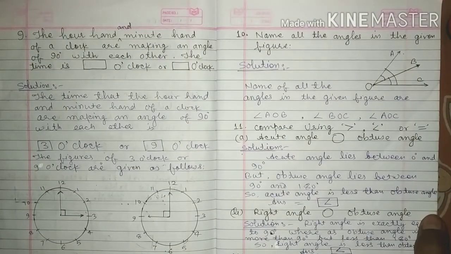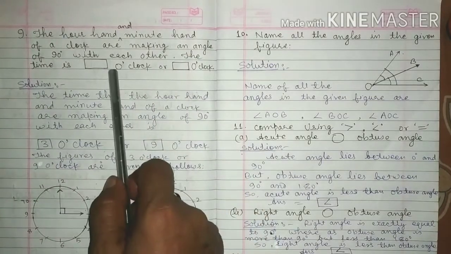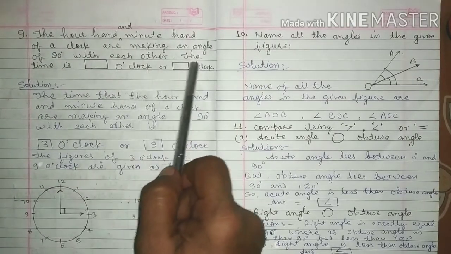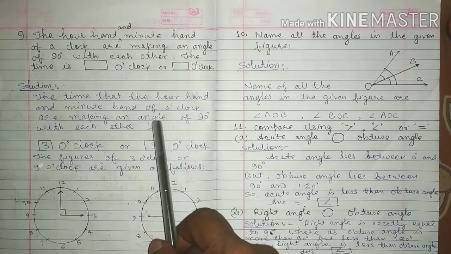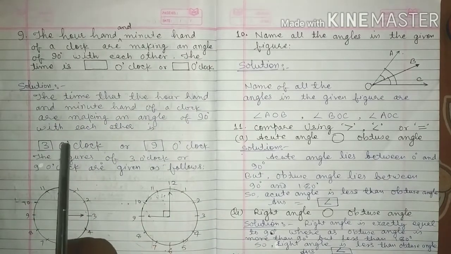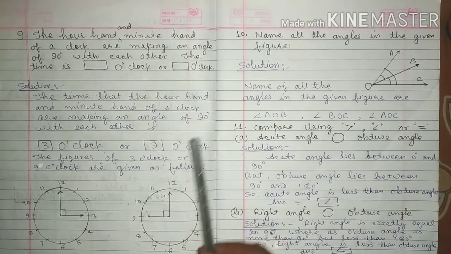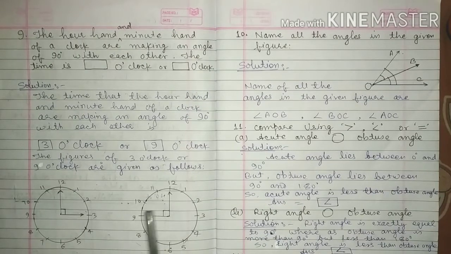Now question number 9. The hour hand and minute hand of a clock are making an angle of 90 degree with each other. The time is what o'clock? For the solution of this, we write, the time when the hour hand and minute hand of a clock are making an angle of 90 degree with each other is 3 o'clock and 9 o'clock. The figures of 3 o'clock and 9 o'clock are given below.